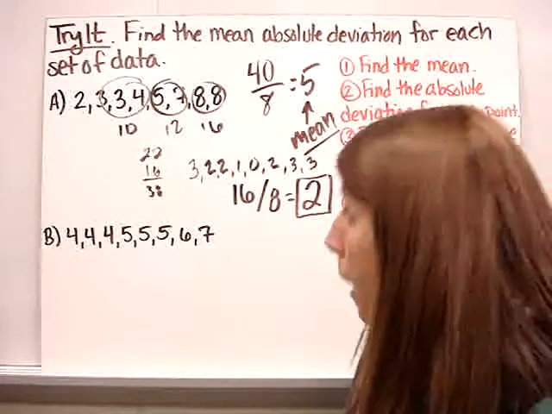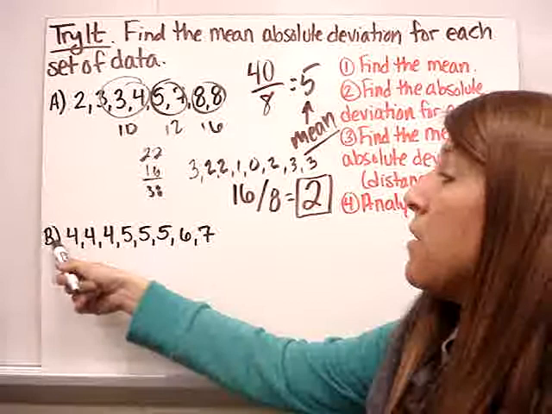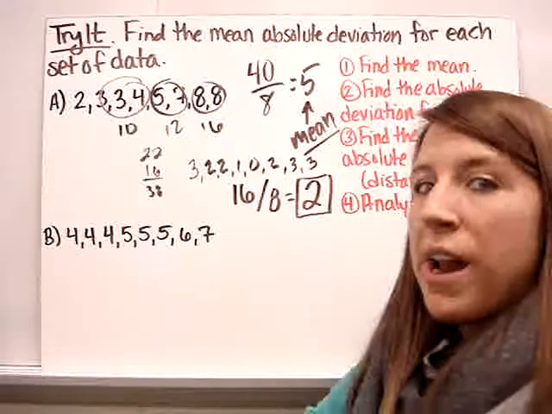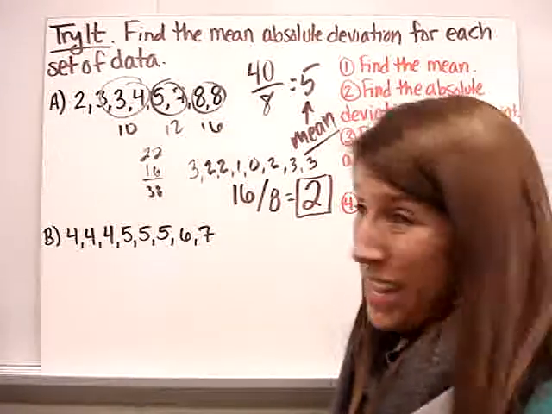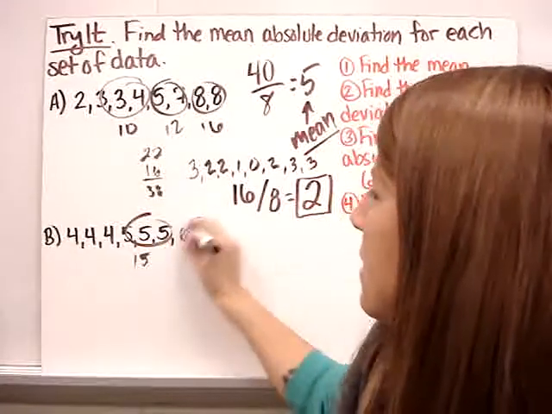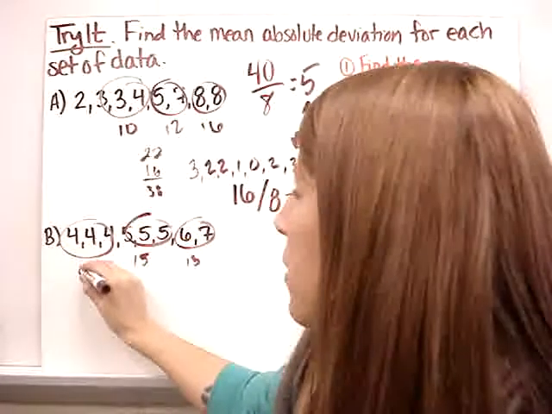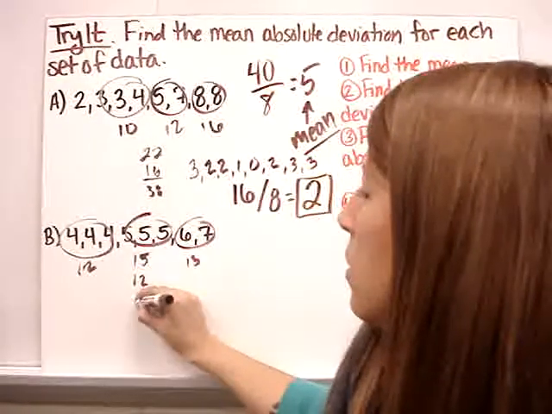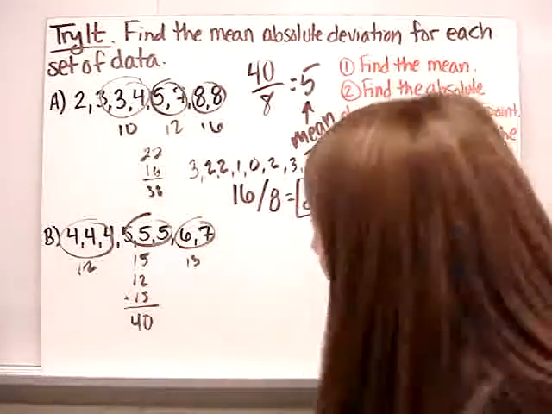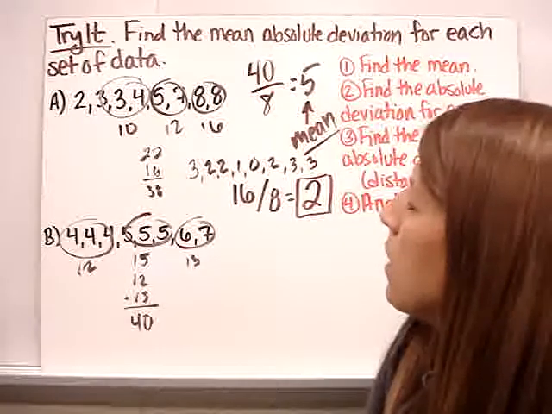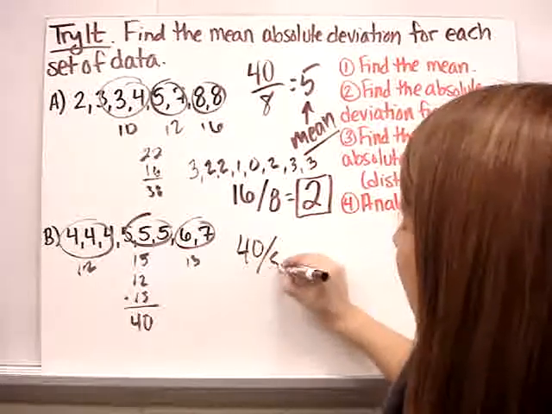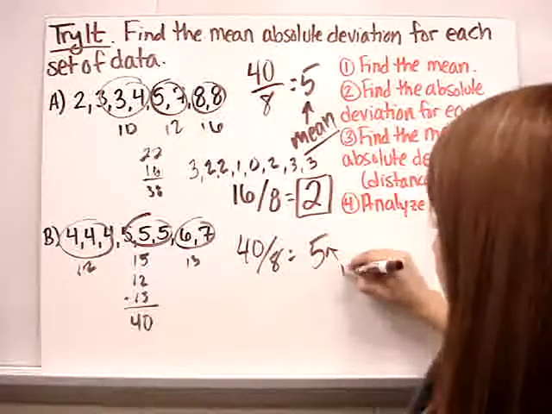Okay? Now, let's compare these 8 data points, and then we're going to talk about which set of data is more spread out based on the mean absolute deviation we get. So I'm going to find the mean first. This is 15, this is 13, and this is 12. So that's 25, 30, 40. Again, how lucky are we to make that work out? 6, 7. Yeah, it's beautiful. Okay, so 40, again, divided by 8. The mean, again, is 5.